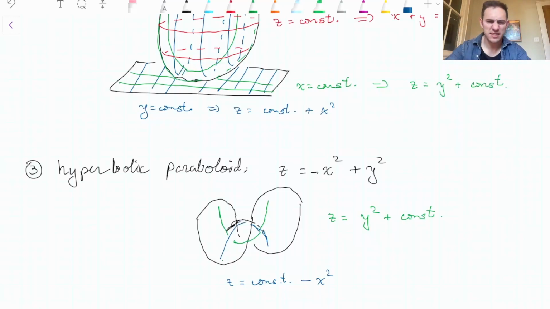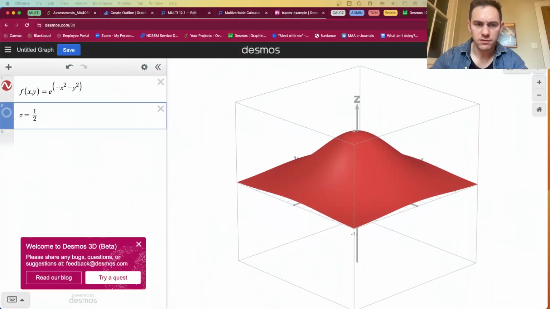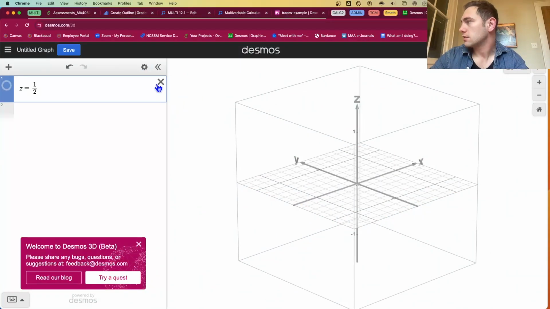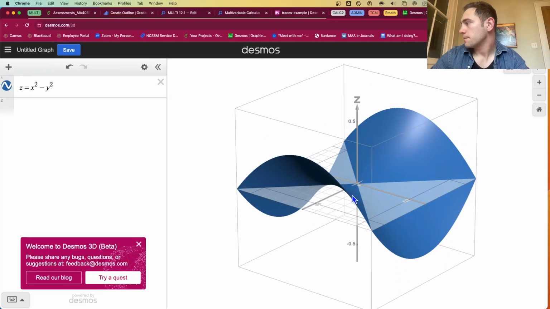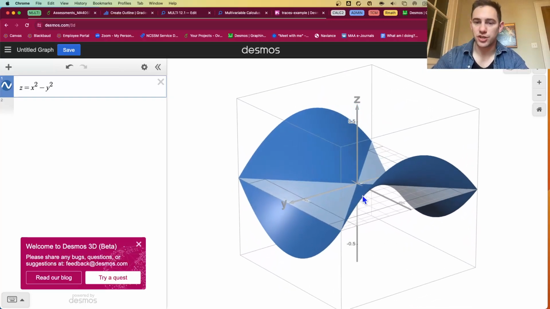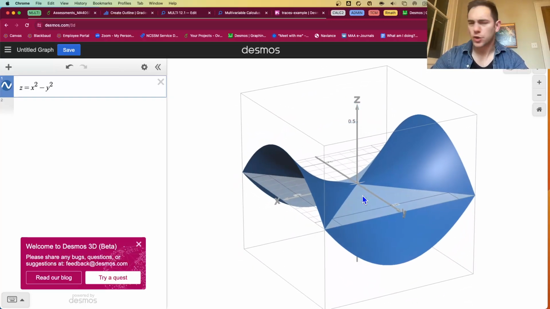Of course, why am I doing this such a disservice? We should just graph it, shouldn't we? Let's just graph it in Desmos. So z equals x squared minus y squared. Yes. This very classic saddle shape. So it'll be very important.